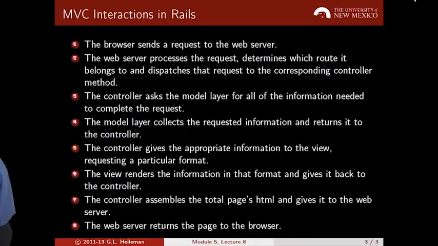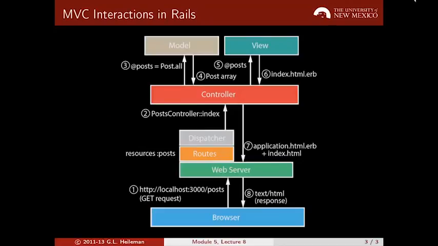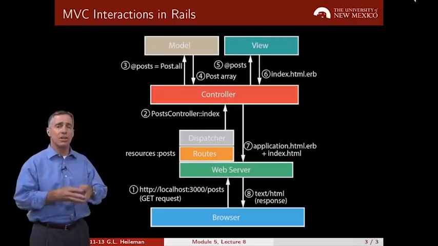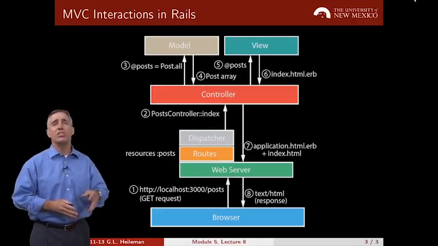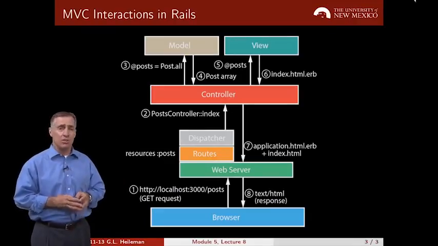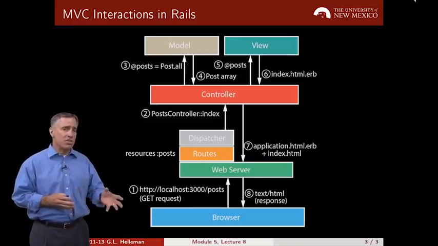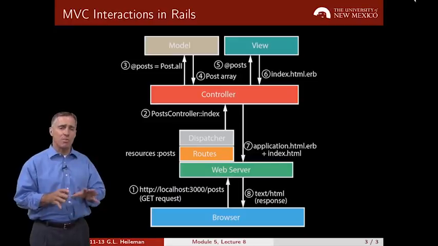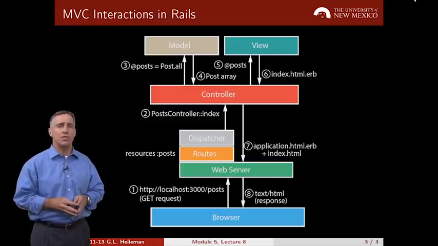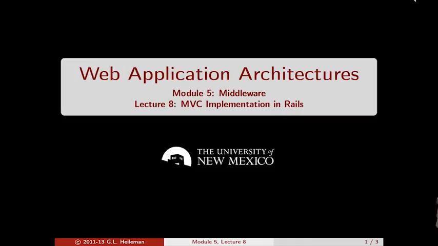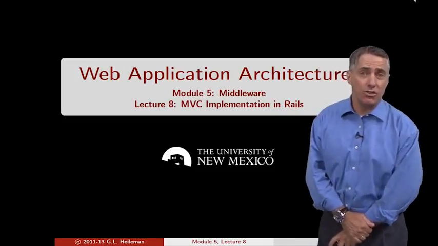The web server then, finally, returns that page to the browser, and you see the listing of posts on your browser. And that's the last step in this process. This text response, which is HTML, is given to the browser, and you see the list of posts on your web page. So this is how the Model View Controller is implemented on Rails. These are the interactions that take place, and it's very important to understand every step of this when you're building a Rails application. This completes the 8th and final lecture in Module 5.